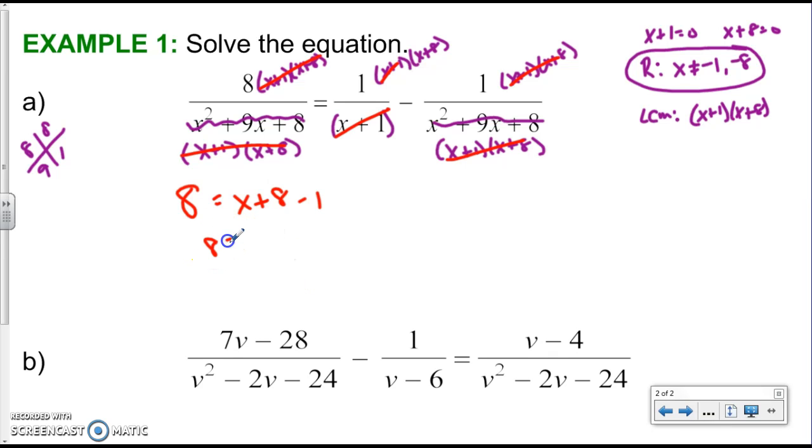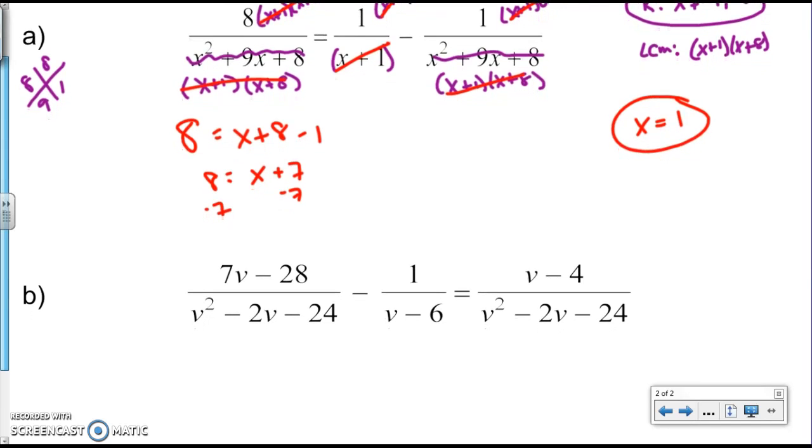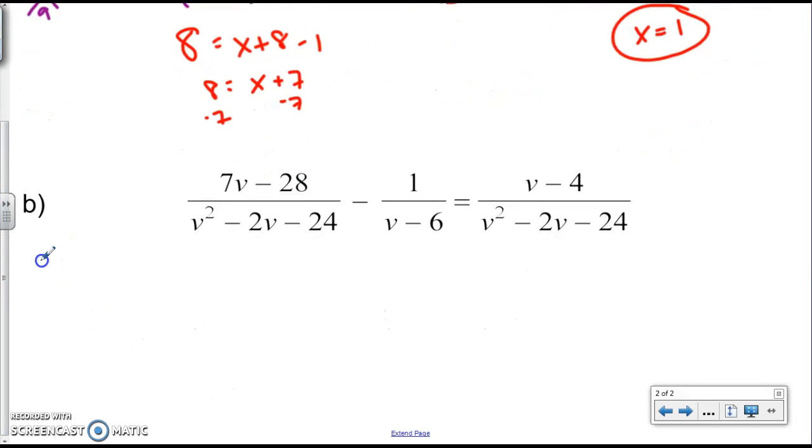After that, all you have to do is solve. So x plus 8 minus 1, if I combine my like terms, I get x plus 7. Subtract 7 from both sides, and your final answer is x equals 1. Always check against your restrictions just to make sure it works out, but you shouldn't have any issues there with the ones we are giving you. Okay, let's go ahead and do the next one.